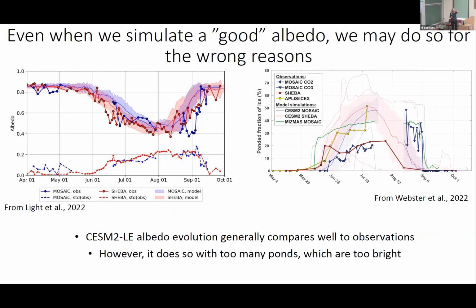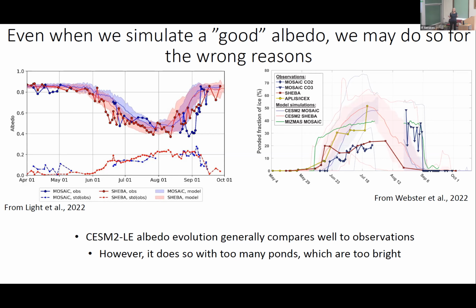And finally, in CESM2, we find that even when we simulate a good albedo, we might be doing so for the wrong reasons. So this shows albedos as simulated in the CESM2 large ensemble. So the shading here is from different locations in the CESM2. Basically, the blue is from a MOSAiC sort of location. The red is from a SHEBA location. And the solid lines are shown for the observational data from those two different field campaigns.